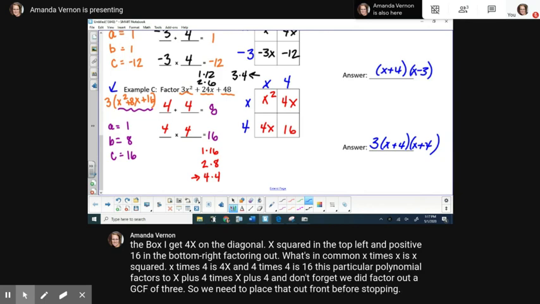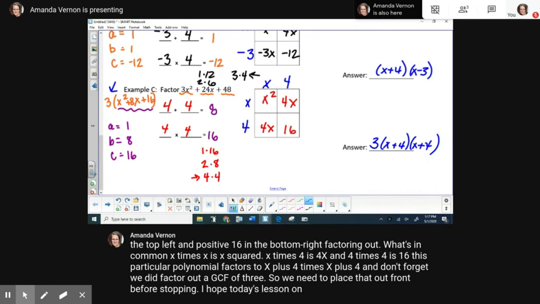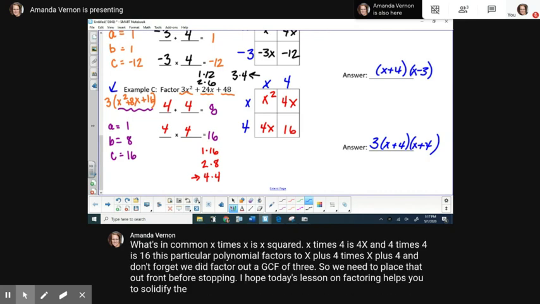I hope today's lesson on factoring helps you to solidify the process. Stay tuned. Next, we'll learn how to solve after you've factored.